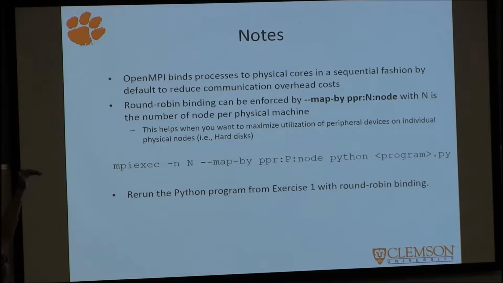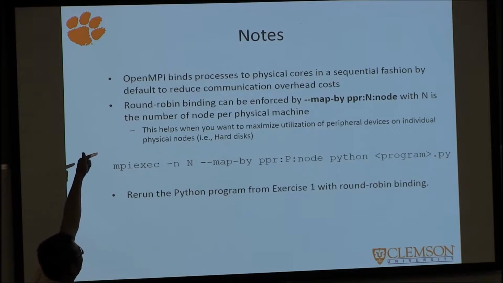Open MPI binds processes to the physical machines in a sequential fashion. So basically, it will try to fill up all of the local cores first before trying to use cores from an additional node. The reason for this is that in computer communications, anything that is internal is always faster. Cores talking to one another within the same machine is going to be faster than cores talking to one another from one physical machine to another. So it tries to bind things to the same node.